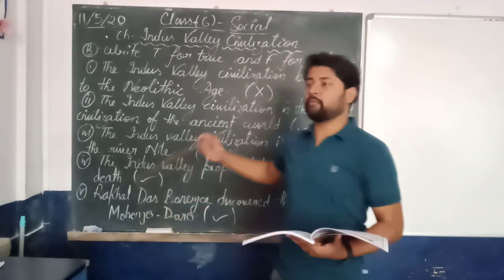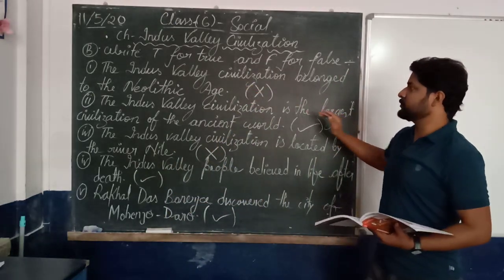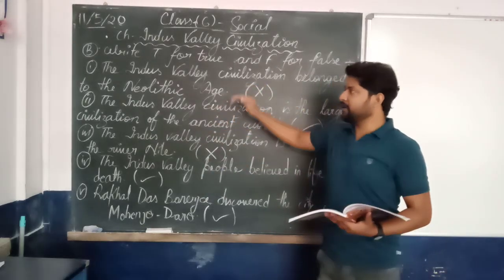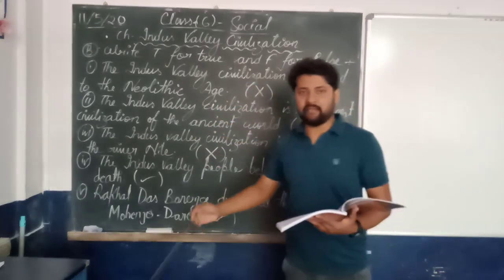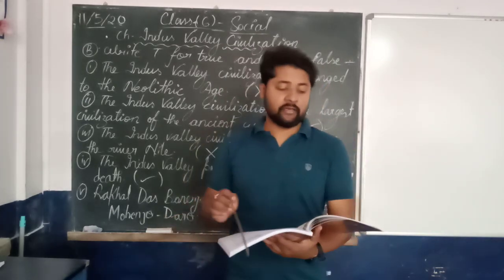Today, as you can see on the board, I have written the question: write T for true and F for false. So we will be doing true and false. I will be making you understand in this class. So let us discuss what we have done in the last classes of the lesson.